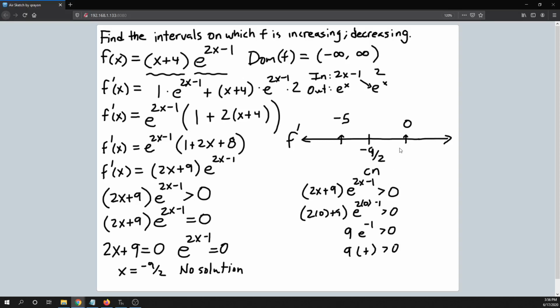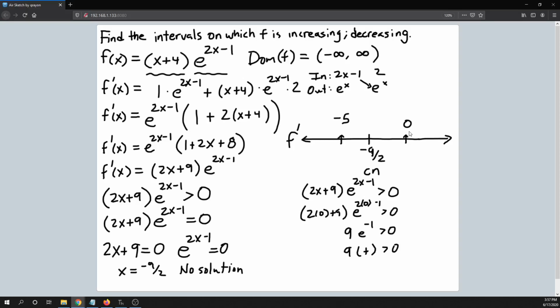Not only that, because it's all or nothing on each piece, that means every number to the right of negative 9/2 is a solution to this inequality. That means that whenever I take any number on this piece and plug it into the derivative, it will be positive, because it's greater than 0. It has to be if it's a solution. So that's really the important part: when I take any number in this piece right here and plug it into the derivative, I will get a positive number out.